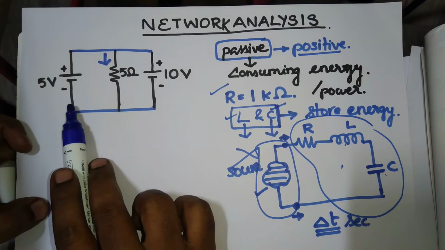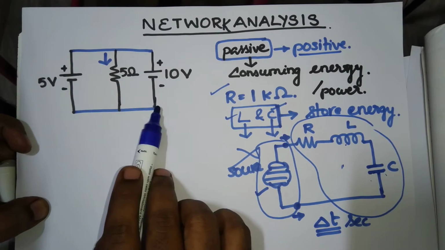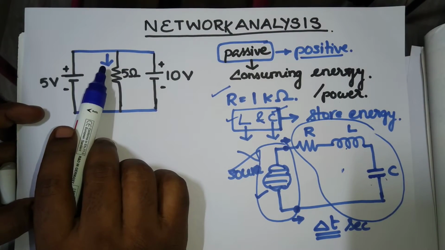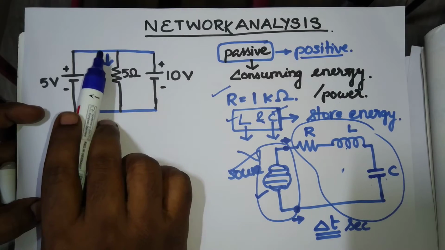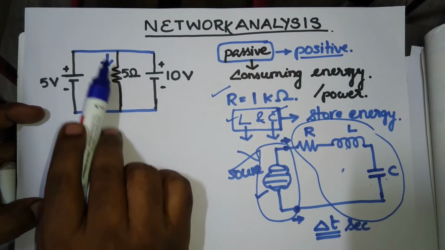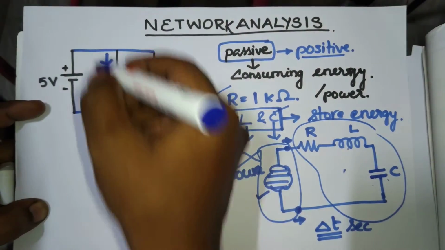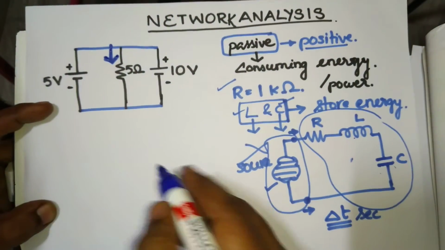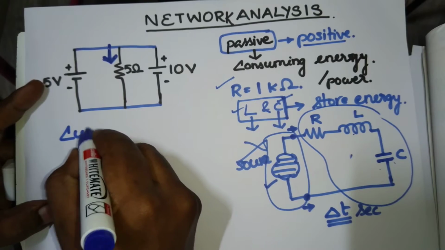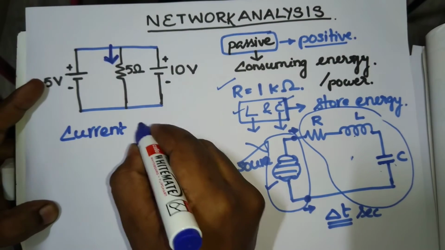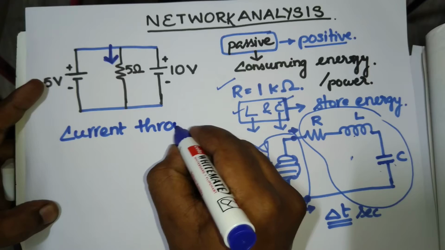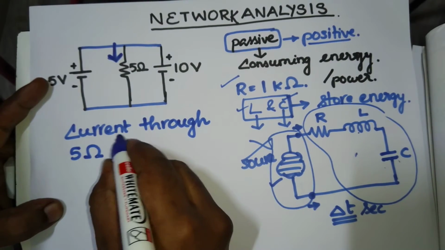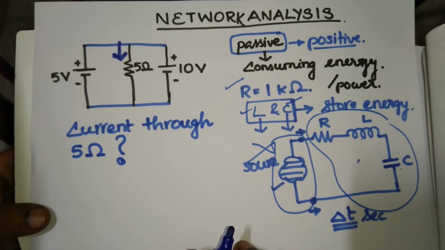Say you have two DC sources here and one passive component. If the direction of current is not mentioned, you can take it this way or that way, it doesn't matter. Now the question is, find the current through the 5 ohms.